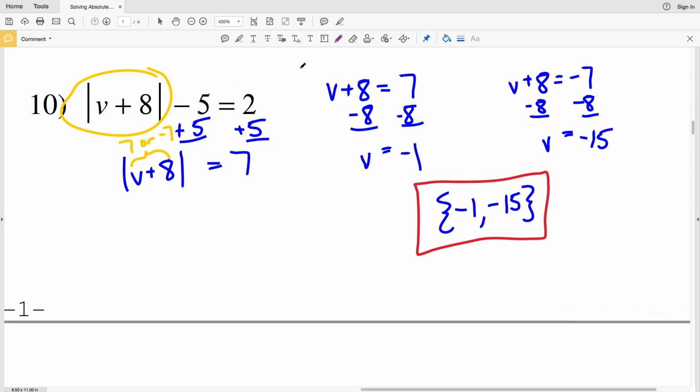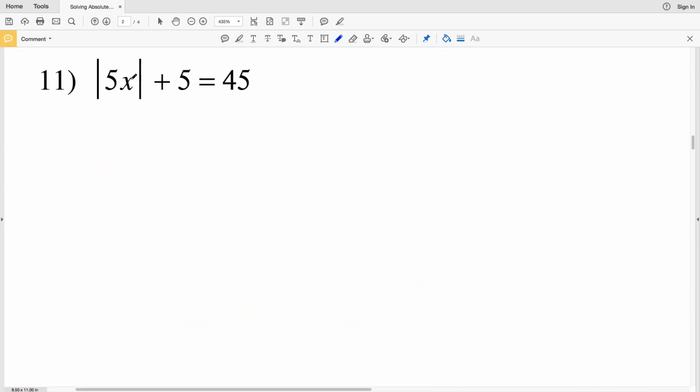Let's move on to number 11. In number 11, we have the absolute value of 5x plus 5 equals 45. So I have to isolate this absolute value. We're going to do that by subtracting 5 from both sides. So we'll get that the absolute value of 5x equals 45 minus 5, which is 40.